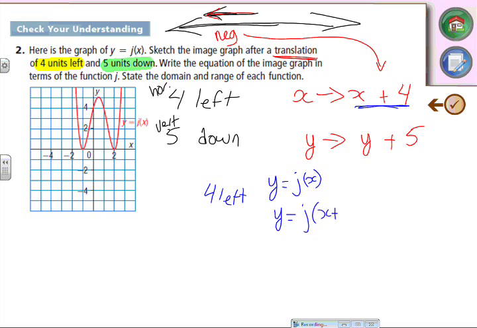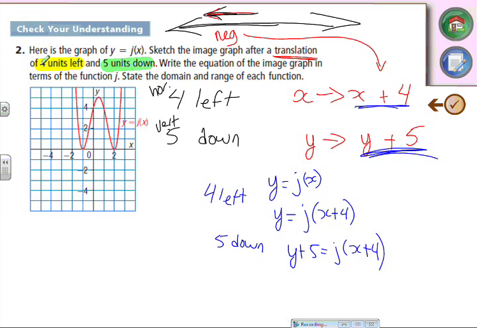Step number 2, it says we're going 5 down. The replacement is wherever you see a y, put a y plus 5. y plus 5 equals j of x plus 4. It is perfectly fine to stop and leave the equation there. But we could take it and say y equals j of x plus 4 minus 5. And you could leave it like that as well.